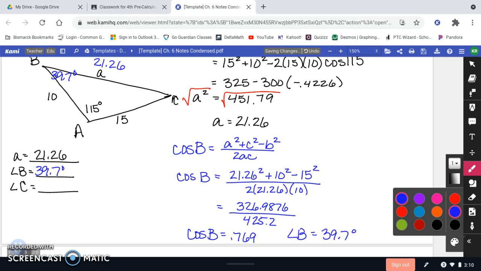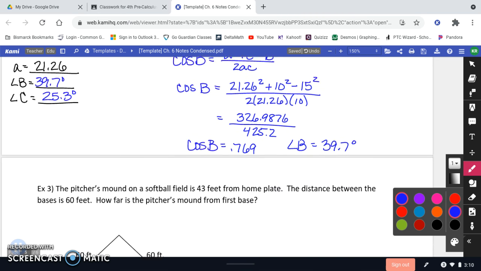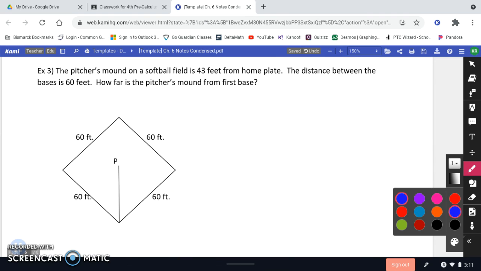And then we can find angle C. Angle C is about 25.3 degrees. Again, just subtracting from 180. Okay, so moving on, we have a couple of word problems here.